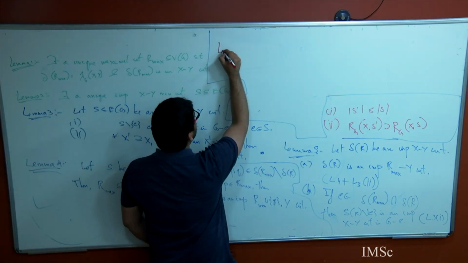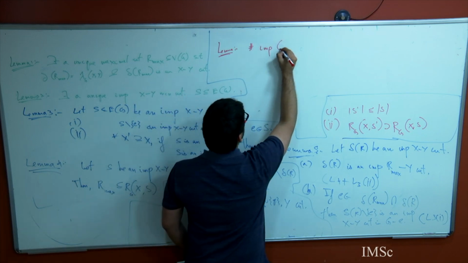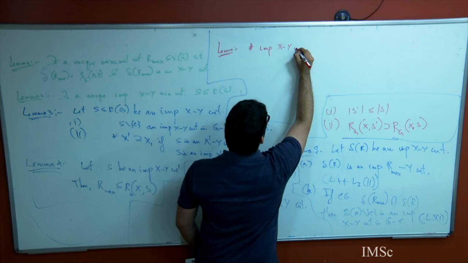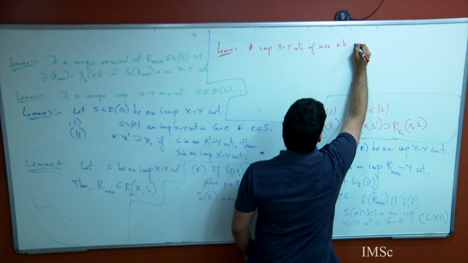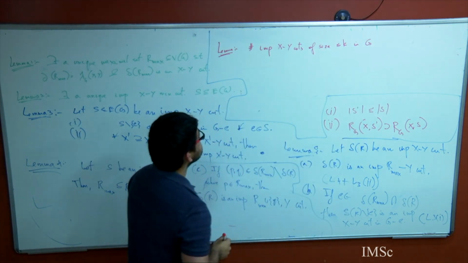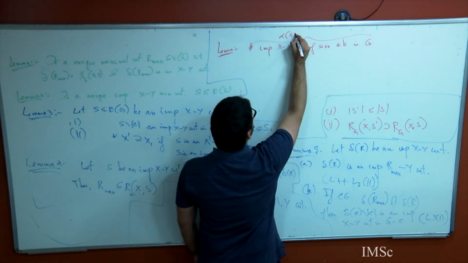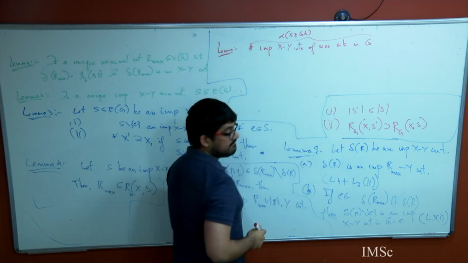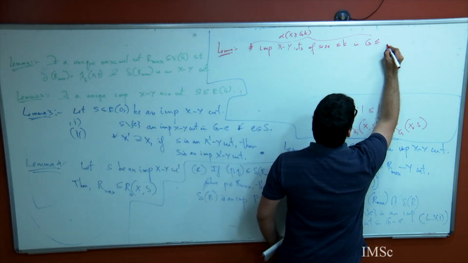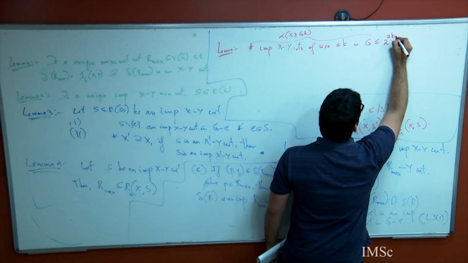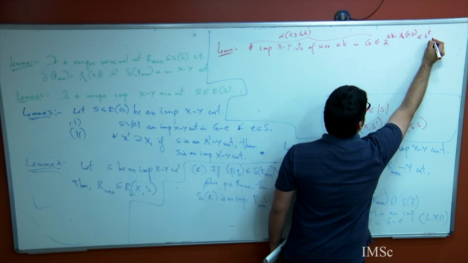So, what is the number of important XY cuts of size at most k in G? Let me denote this by alpha x, y, g, k. Right, so that's what it denotes, and this is at most 2 to the 2k minus lambda. So that is the claim.